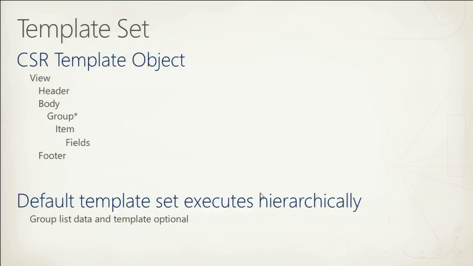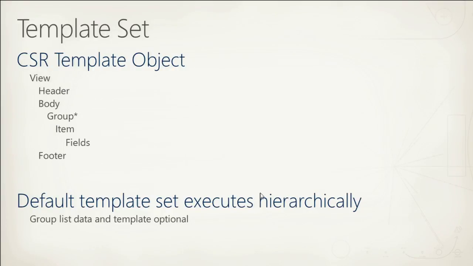So the template set. As I noted, there's a hierarchy. This hierarchy, for those of you who come from the XSL world, should be very familiar because it maps one-to-one with what we had before. So we've got a view, that's sort of the overall container. We've got the header. The header, generally speaking, is going to contain the drop-down controls for sorting and filtering, that sort of thing. You've got a body, and you've got a footer.